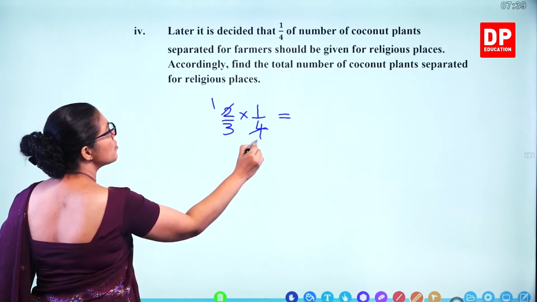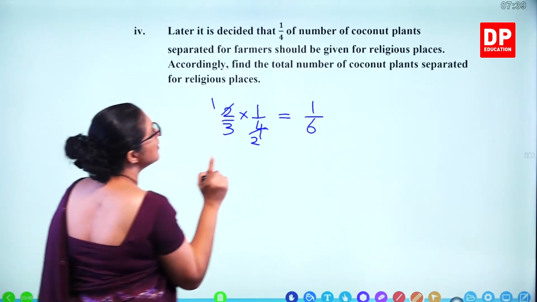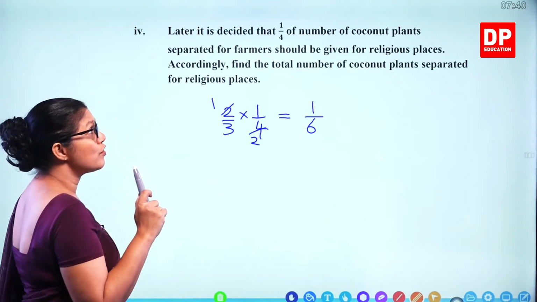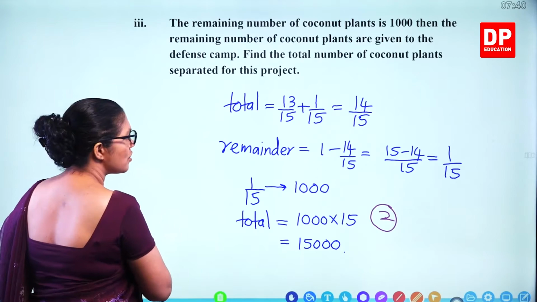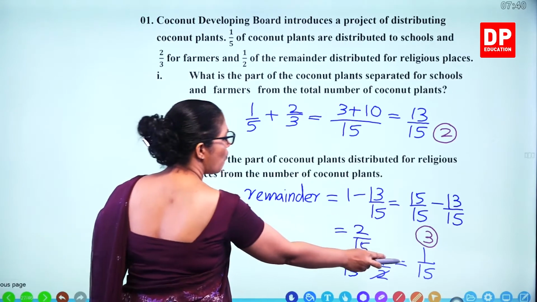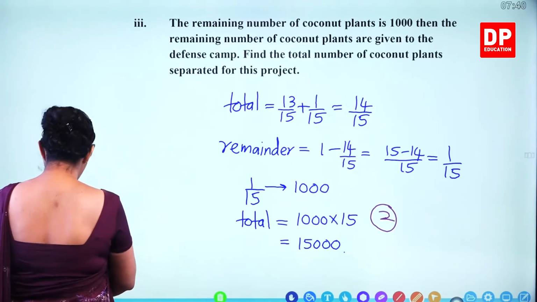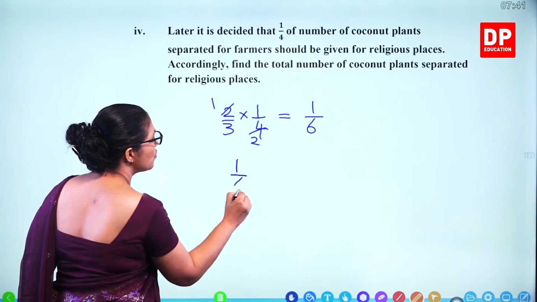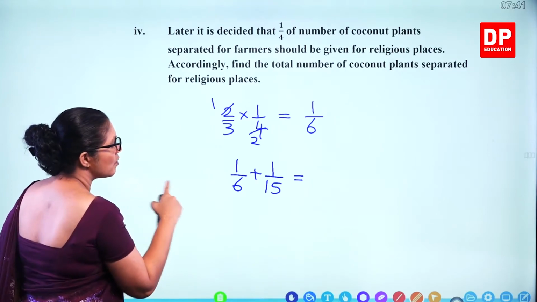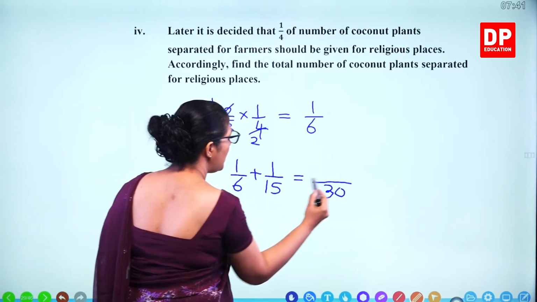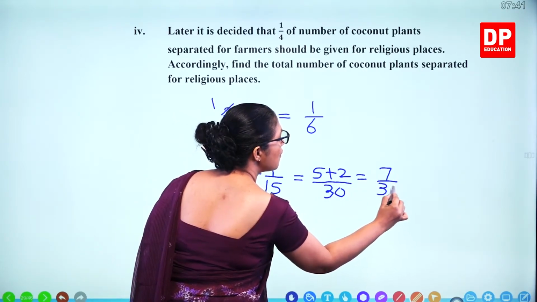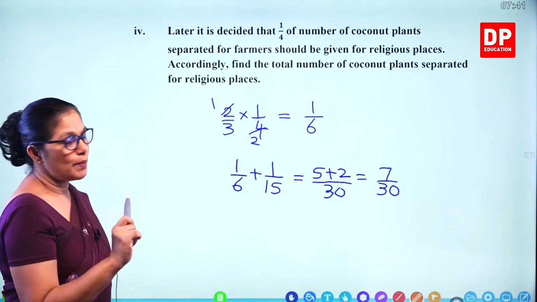2 times 1, 2 times 2, 1 over 6. Now this is 1/6, but earlier also given for religious purposes. What's the fraction given for religious purposes before? That's this part, 1 over 15. So what's the total number of parts given to religious places? 1 over 6 plus 1 over 15. So 30 is the lowest common multiple. So 5 plus 2. That's 7 over 30 given altogether for religious purposes.